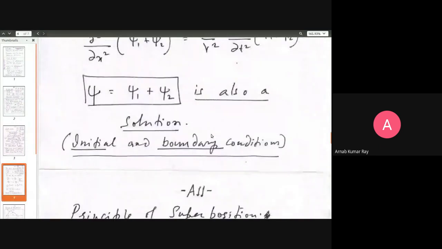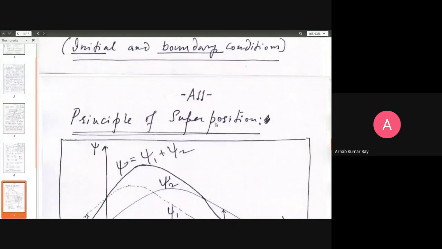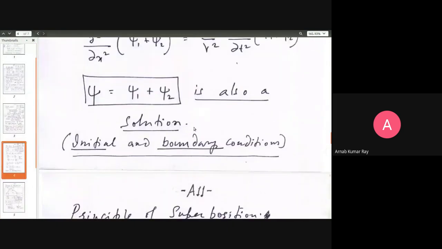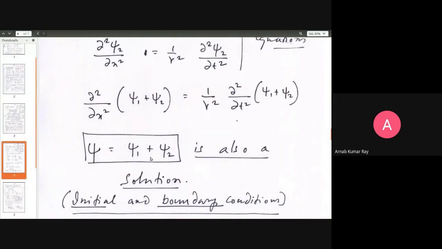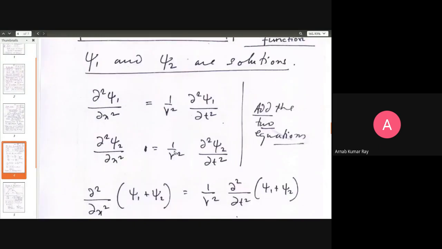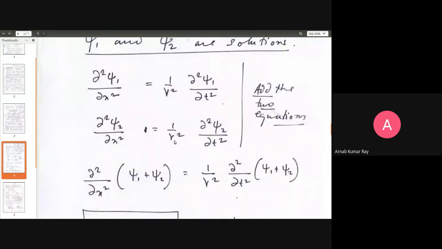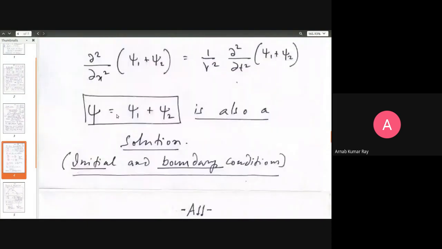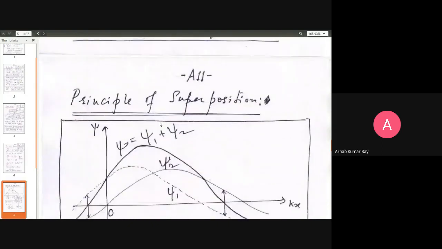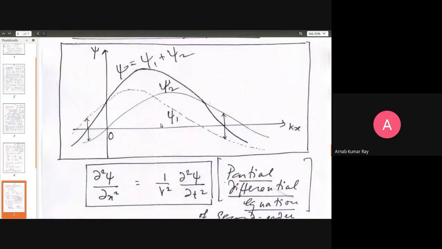So anyway, we have, let us say, two such waves. We will be talking about the principle of superposition. The principle of superposition says that if psi1 and psi2 are two distinct solutions of the wave equation, then their linear sum is also a solution. This is known as the principle of superposition. Let us see what we mean by that. We were just discussing that in the last class when we ended.